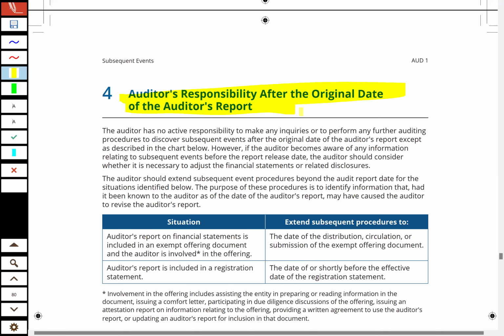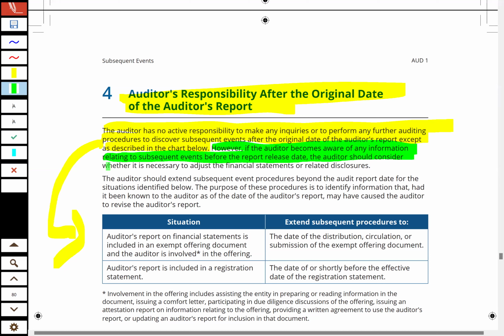And we're going to see, and let's just read it here. The auditor has no active responsibility to make inquiries or to perform any further audit procedure to discover subsequent events after the date of the original report, except as described in the chart below, and I'm going to have you flashcard those in a second, okay? However, if the auditor becomes aware of information related to a subsequent event before the report release date, the auditor should consider whether it's necessary to adjust the financial statements or related disclosures.